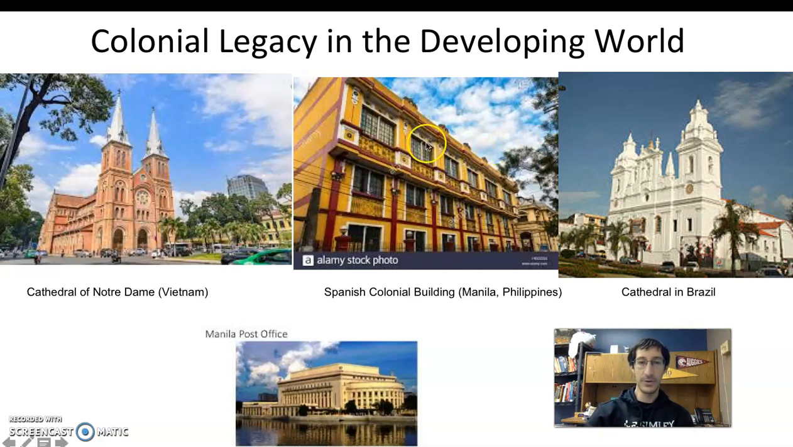Here you see a Spanish colonial building in Manila in the Philippines, and then the Manila Post Office, built more like a U.S. government building because the U.S. did in fact oversee the construction of it when it was the power in charge of the Philippines during its imperialistic legacy in the early 1900s to like the 1930s and 40s. And the post office was, I think, built in the 20s or 30s.